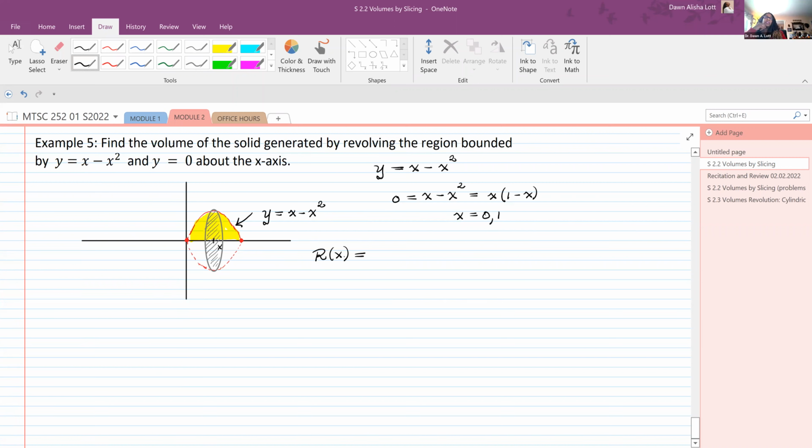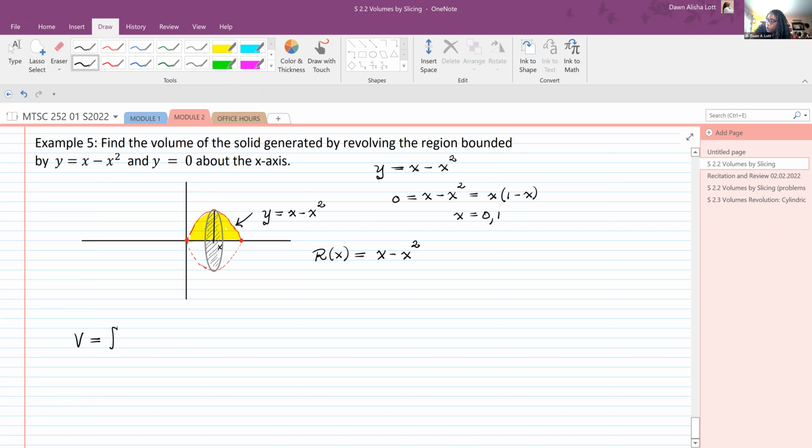What's the radius of the disk? Radius of the disk is that height. What is that height? How tall is that? Is it x minus x squared? That's x minus x squared. Okay, so I think we're ready.